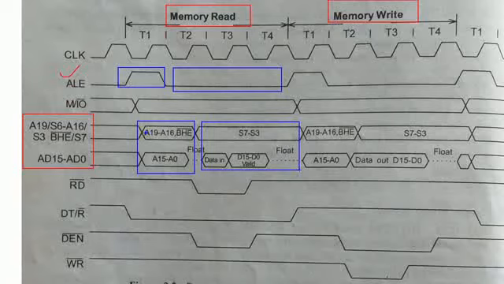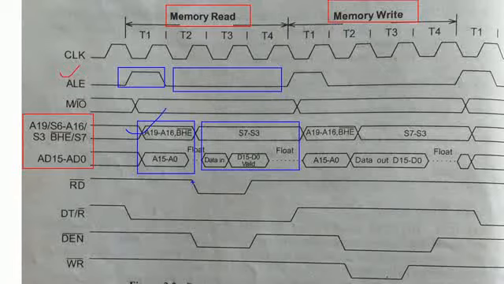A19 to A16 are multiplexed with the signal status. AD15 to AD0 are acting as address lines over here and as data lines over here, from the T2 to T3 time period. As I told you, when the microprocessor would like to perform the read operation, first it will place the address on the address bus. So that's why during the first clock cycle, it is the address bus.